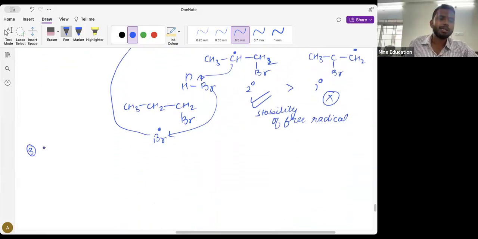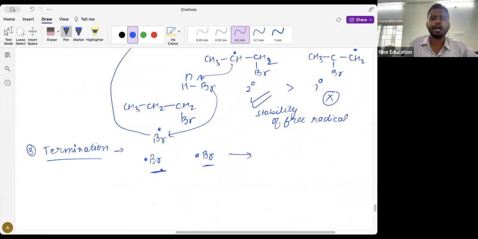And the third part is the termination of the reaction, meaning where the reaction will stop. Let's say we have a Br radical and another Br radical. The Br radical was the only one going forward and forward. If these two come together, they make Br2. Once the Br radical is removed from the reaction, it goes for termination. So the Br radical combines with another Br radical to make Br2 and the reaction is terminated, right.